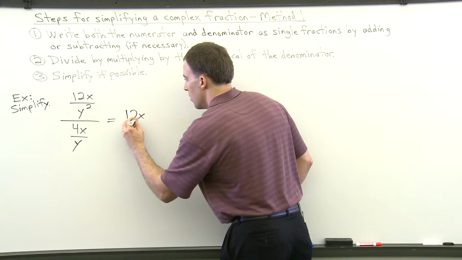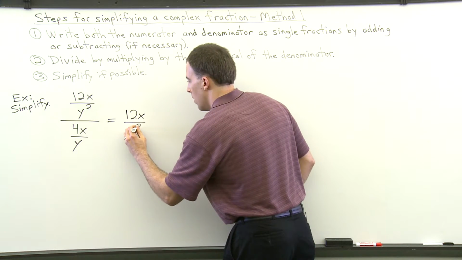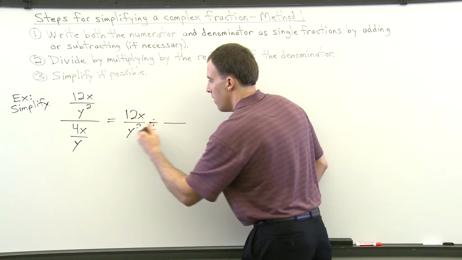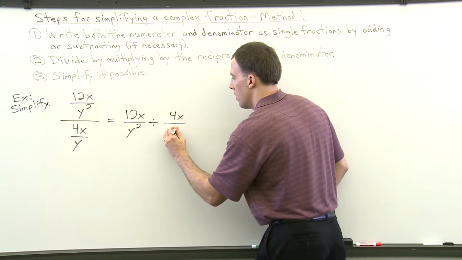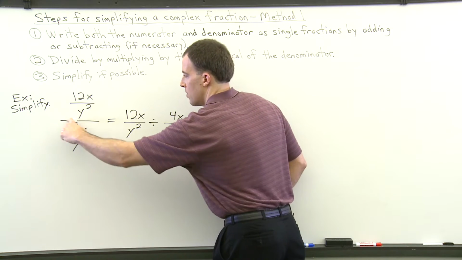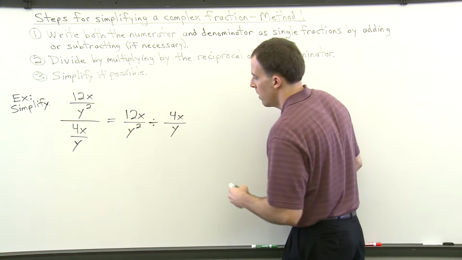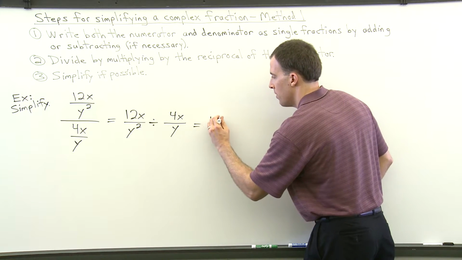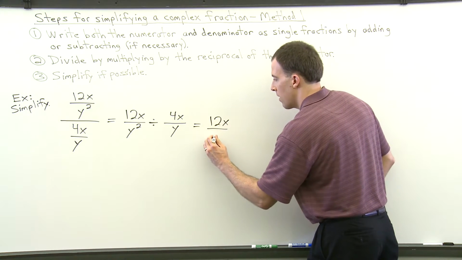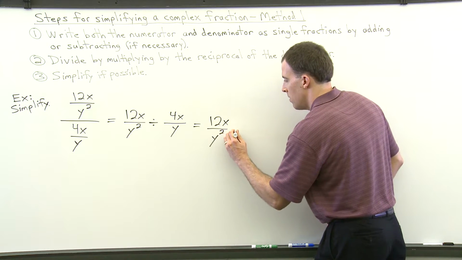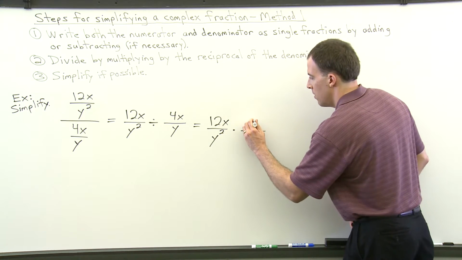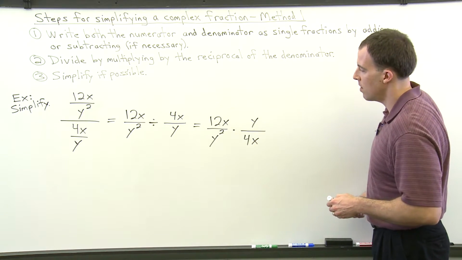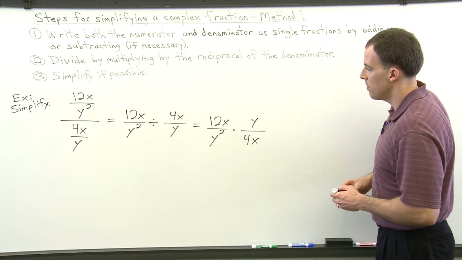This is 12x over y squared, and then divided by the denominator fraction, which is 4x over y. Remember, a fraction bar just represents division, means divided by. So, as I mentioned, division by a fraction is accomplished by multiplying by the reciprocal of that second fraction. So I'm changing the division to multiplication now, and taking the reciprocal of the second fraction. So it's 12x over y squared times y over 4x.